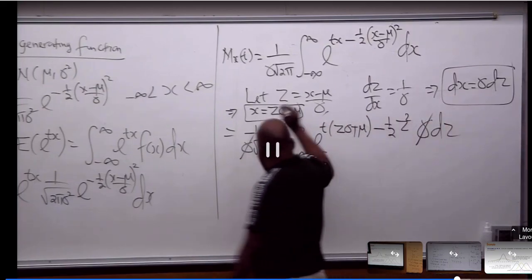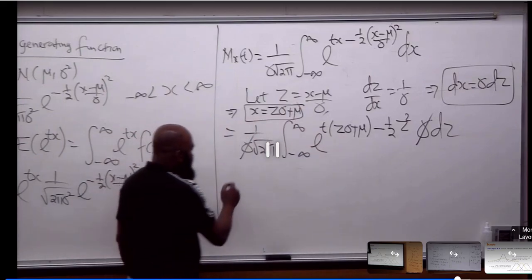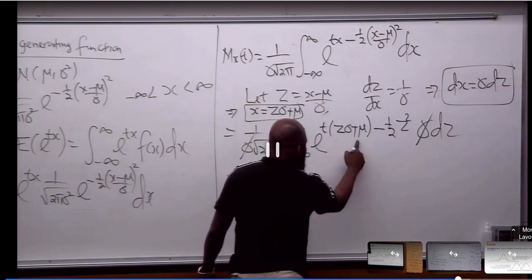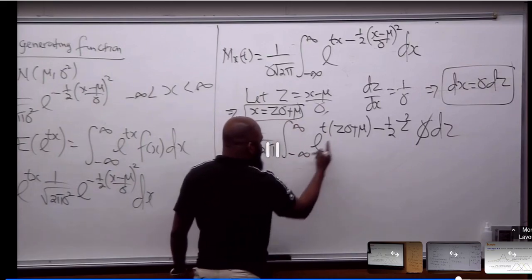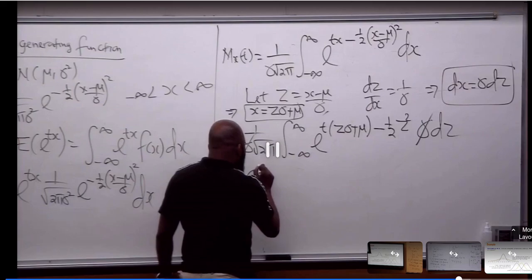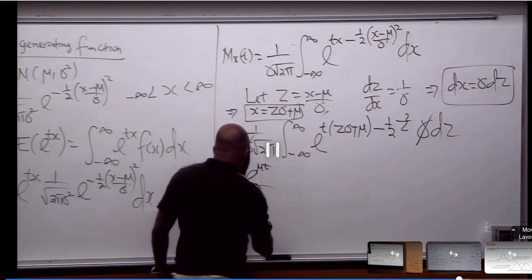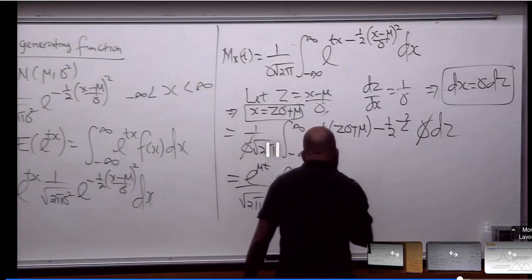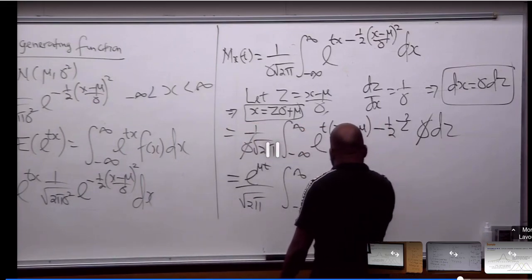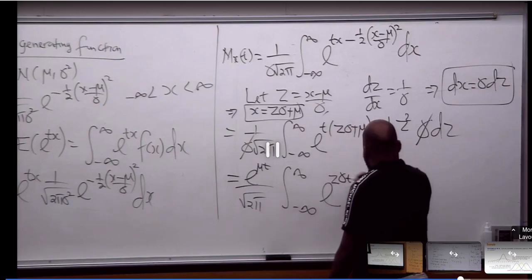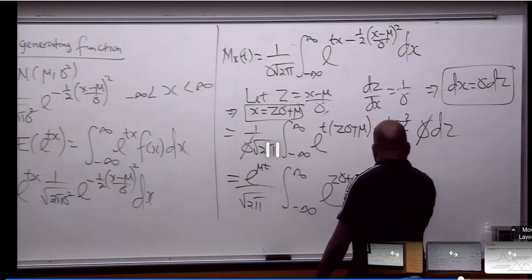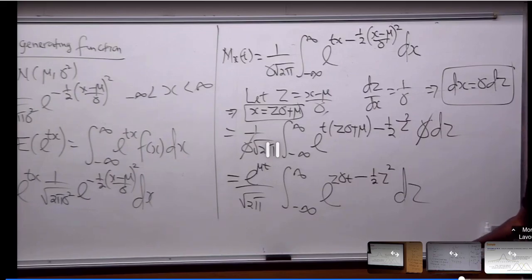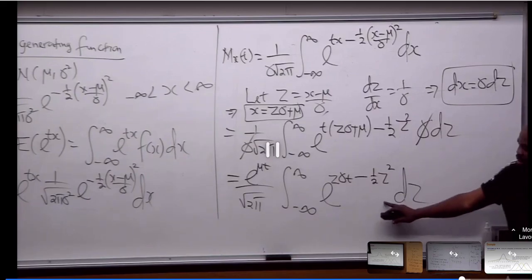So when I cancel that, I'm going to expand this. So I can put this guy, e to the mu t divided by square root of 2 pi, negative infinity to infinity, e raised to power sigma t z, minus half z squared dz. Any question at this time? Take a look at that. Is there any question? Look at where we are now. Any question?